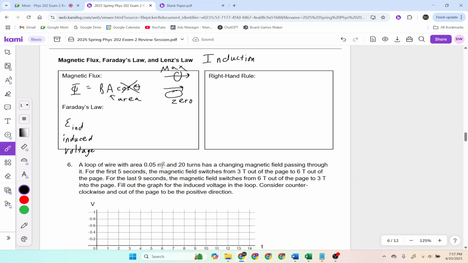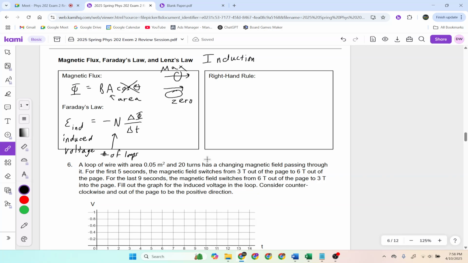The induced voltage is technically coming from a change in flux, but here's the equation. Negative N, and I'll explain all the variables in a second, negative N delta flux over delta t. N is the number of loops. It is 1 by default. A lot of times you'll see me ignore that negative sign out in front because I want the magnitude. But as always, for magnitude, you just make it absolute value at the end.